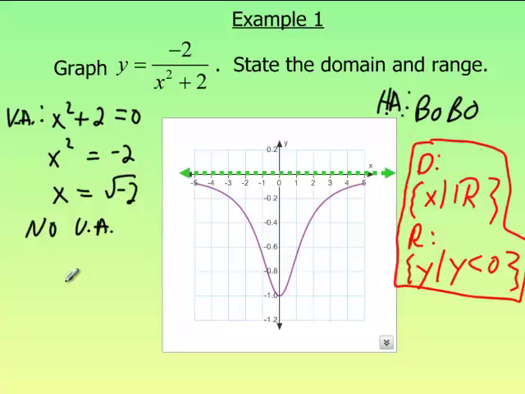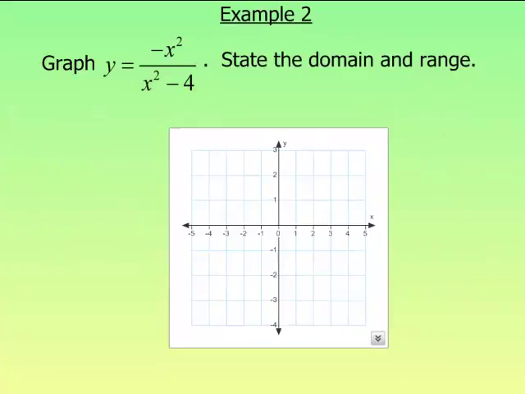Okay, and knowing those asymptotes is going to really help us define our domain and range as well. Okay, let's look at another one and see how it goes. So let me start off looking for those vertical asymptotes. So my vertical asymptote, I'd say x squared minus 4 is equal to 0.